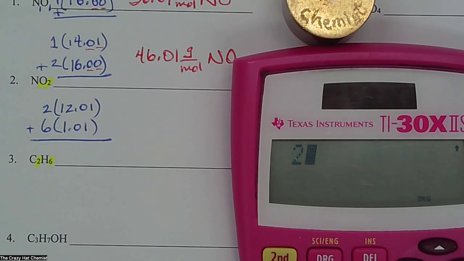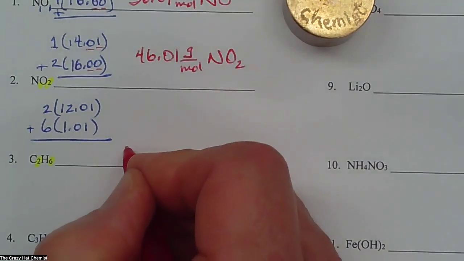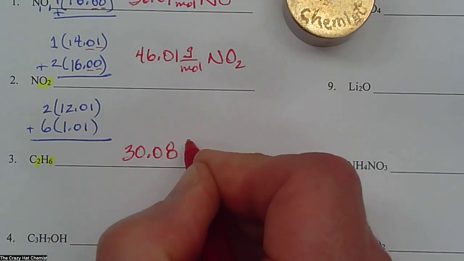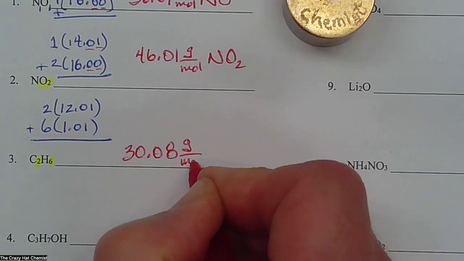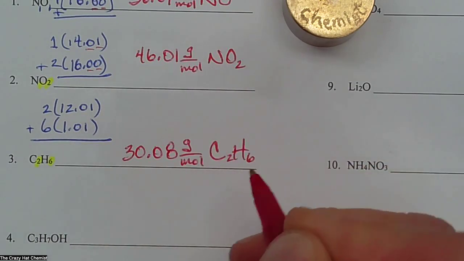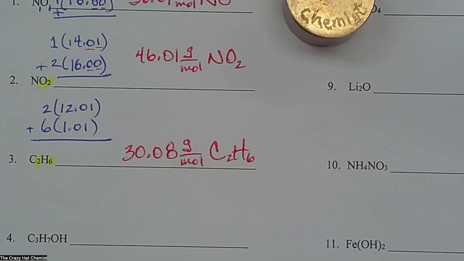So it's 2 times 12.01 plus 6 times 1.01, and I'm going to get 30.08. All right, fantastic. So 30.08. Those are units of grams per mole, and the formula unit is C2H6. All right, fantastic. For ethane.